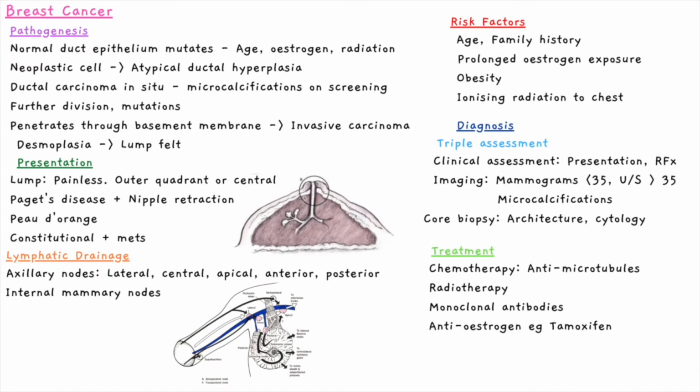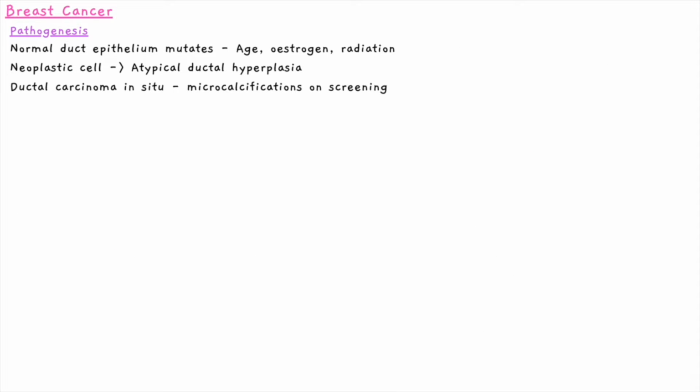This video is on breast cancer. Cancer is abnormal proliferation of cells. So using this very basic definition, we will explore the pathogenesis. You have normal duct epithelium that mutates, and this is linked to risk factors such as age, estrogen, and radiation, but we will go more into this later.